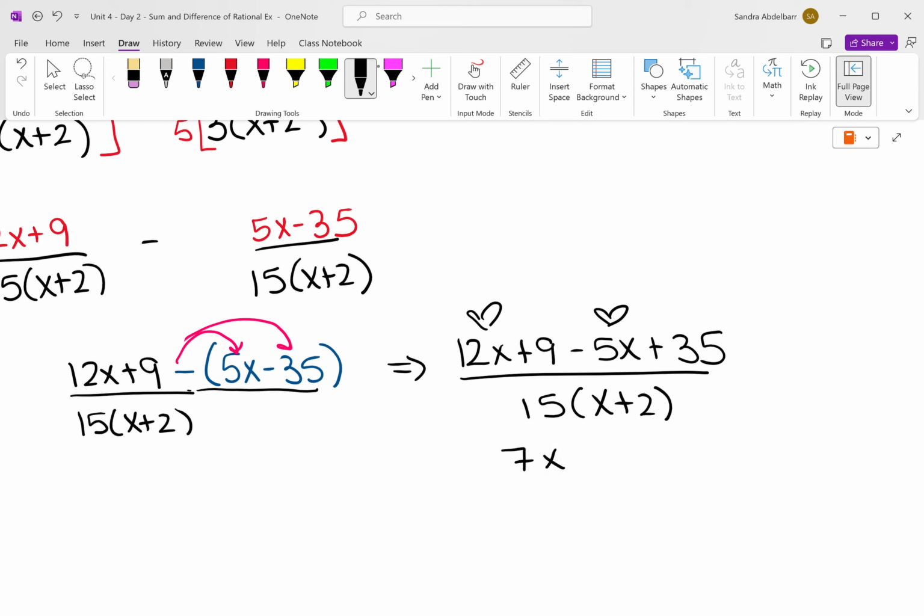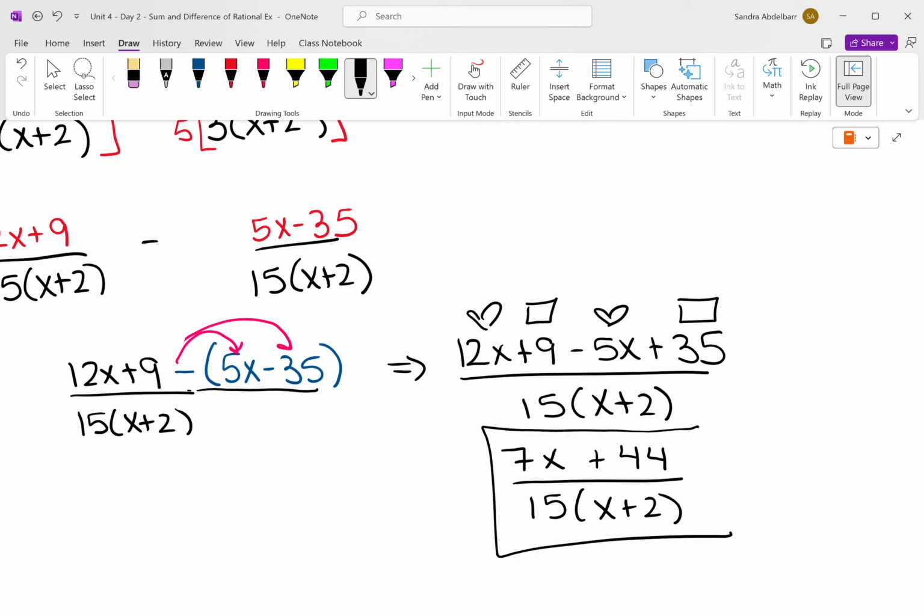12x and negative 5x is a 7x. 9 plus 35 is 44, all over 15 times x plus 2. There's no GCF in that numerator, right? Do I have to distribute in that 15? No. If you wanted to, would it have been okay? It's fine. But why do something if you don't have to?